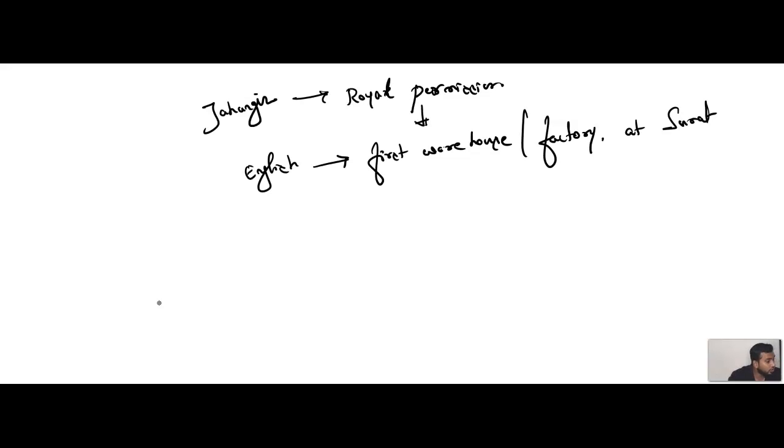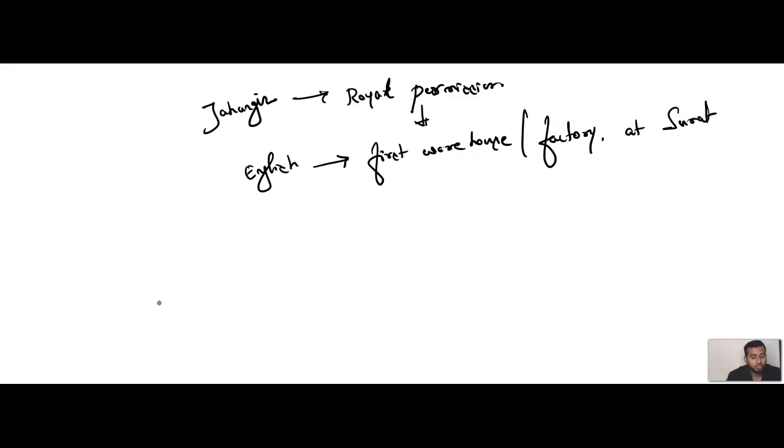Who authorized the royal permission to do business with Eastern countries? Queen Elizabeth. East India Company is going to do the trade with Eastern countries, and Queen Elizabeth authorized the royal permission. Who asked for permission to do business, and who gave the permission for the English? Queen Elizabeth asked, and Jahangir gave the permission. Any doubts? Did you understand these two concepts?